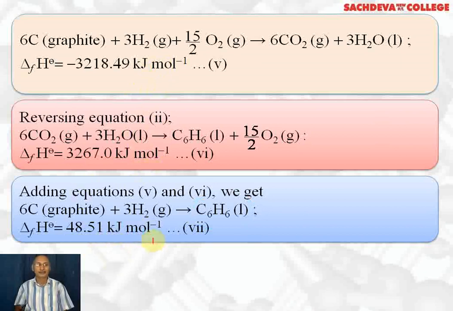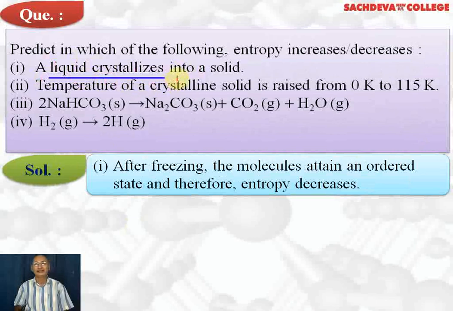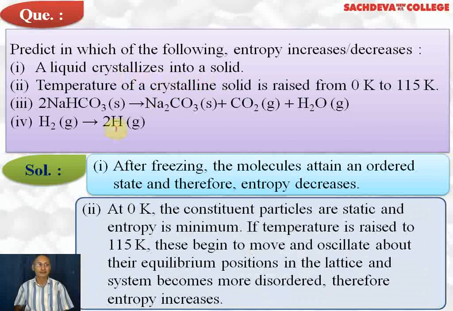So heat of formation of benzene is positive, which means it is an endothermic process. Next question we are taking: predict in which of the following the entropy increases or decreases. The first is a liquid crystallizes into solid. Crystallization reduces randomness or disorder. Therefore, whenever crystallization takes place, entropy will decrease. That is the first point.